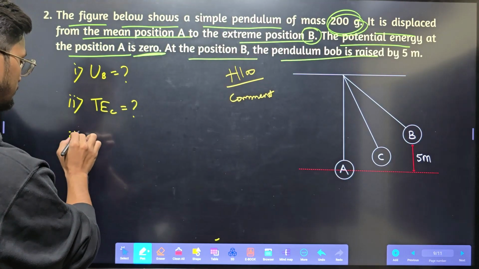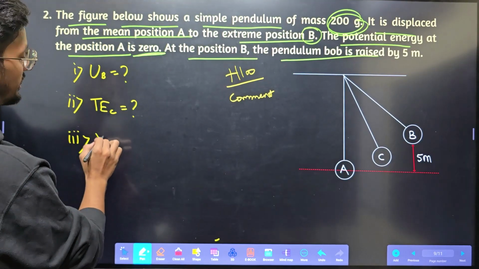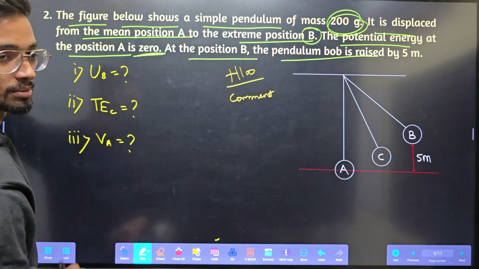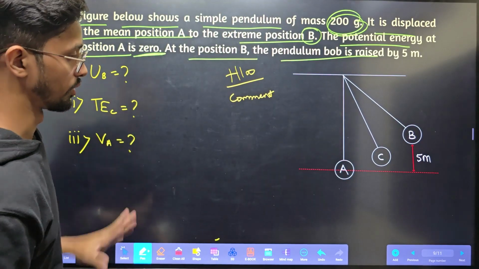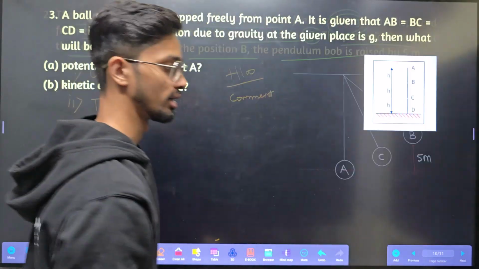And third will be find speed at A. Find speed at A. Okay, do it and comment down the answer.